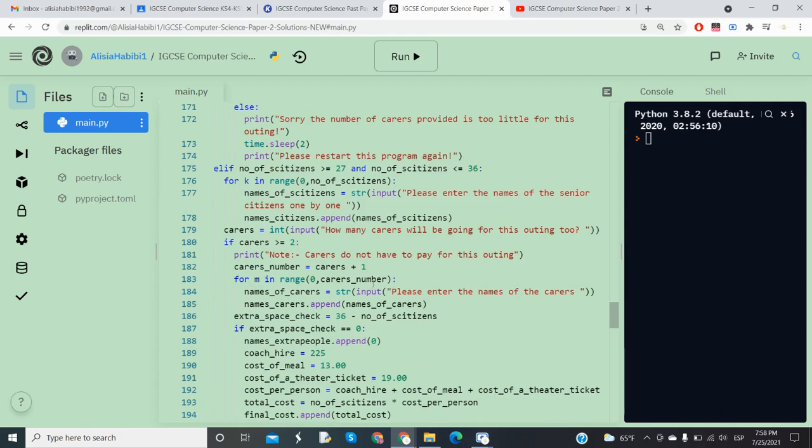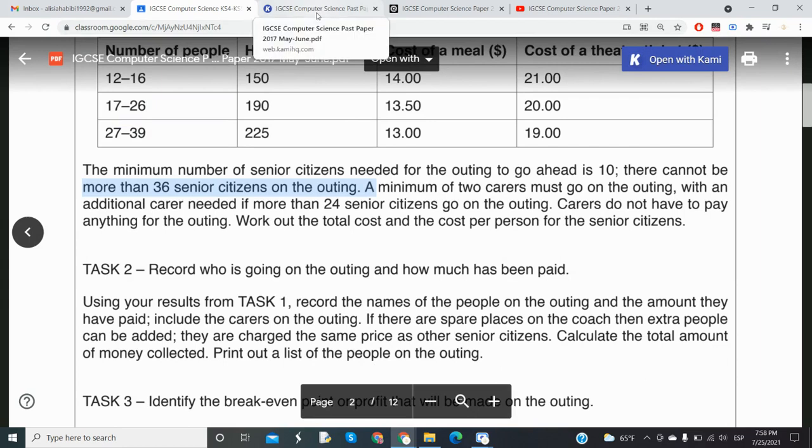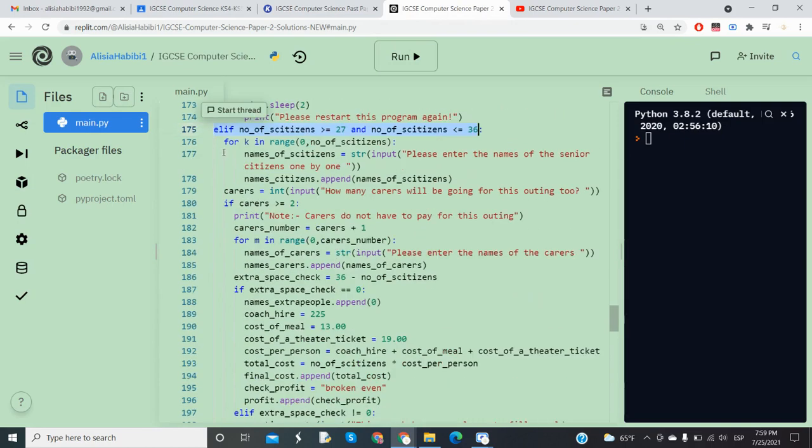And now, guys, the same thing happens from 27 to 36. Remember that according to this information here, initially it says there cannot be more than 36 people. So it should be a range of anything less than or equal to 36, which is what we have in this condition here, and everything else is pretty much the same again. So again, it asks them for the names of the citizens going, it asks them for the number of carriers going, and then carriers plus one is automatically added for this one, since it starts from a range of 27 to 36, which is greater than 24. So we don't necessarily need that conditional statement for a number of citizens greater than 24. We just add a plus one here because it does fall in that category for the carriers.